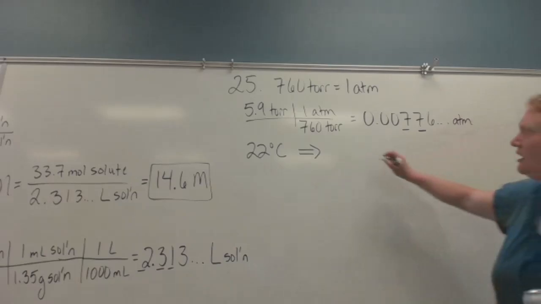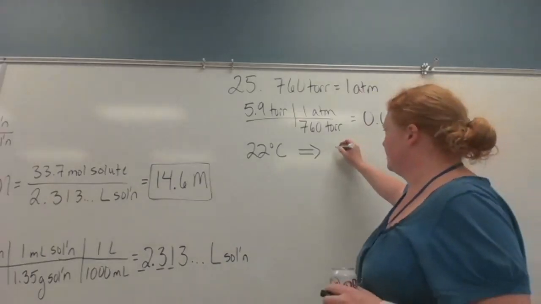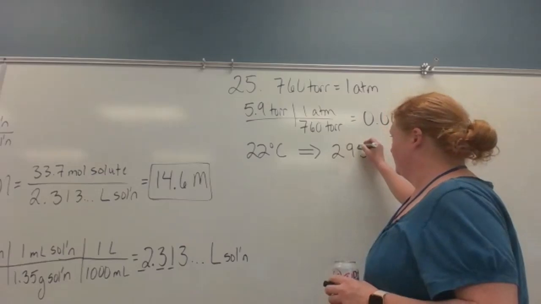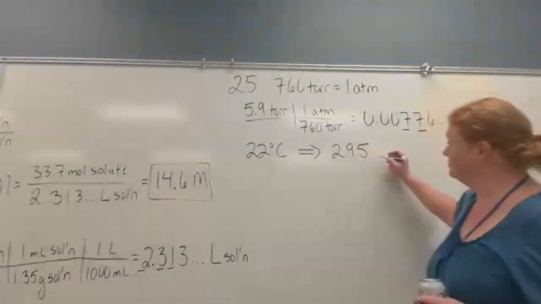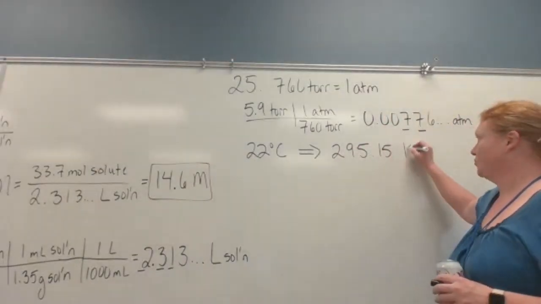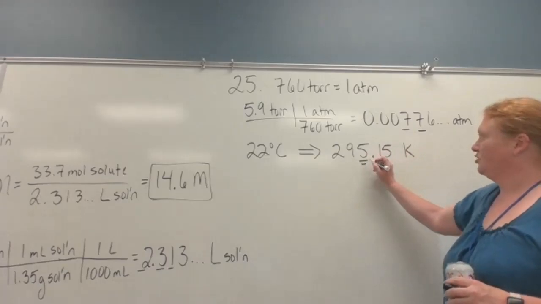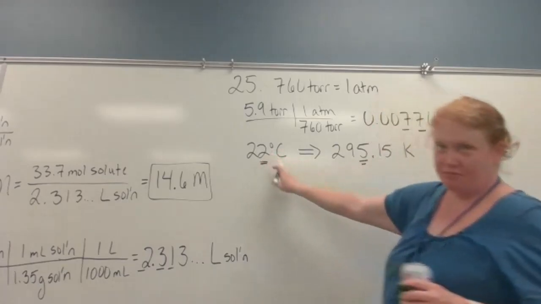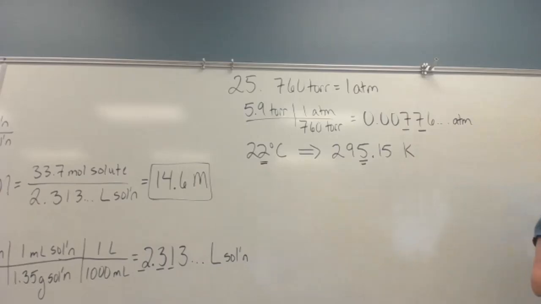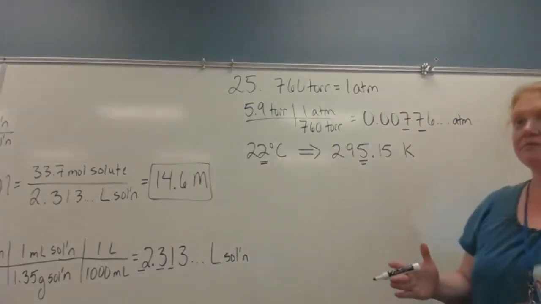0.00776, blah, blah, blah. Okay. And that is 295.15 Kelvin. But we would actually stop at the ones place because that's where our measured temperature was precise to, was the ones place.